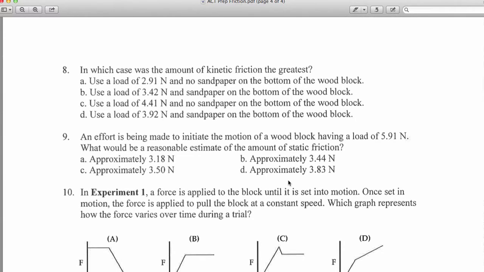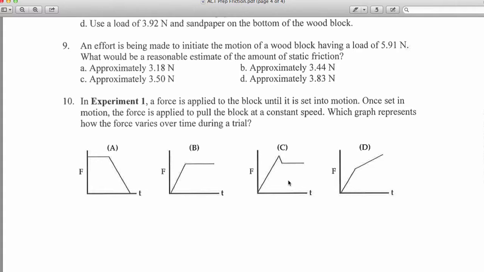Number 8. In which case was the amount of kinetic friction the greatest? A. Use a load of 2.91 newtons and no sandpaper on the bottom of the wood block. B. Use a load of 3.42 newtons and sandpaper on the bottom of the block. C. Use a load of 4.41 newtons and no sandpaper on the bottom of the wood block. D. Use a load of 3.92 newtons and sandpaper on the bottom of the wood block.